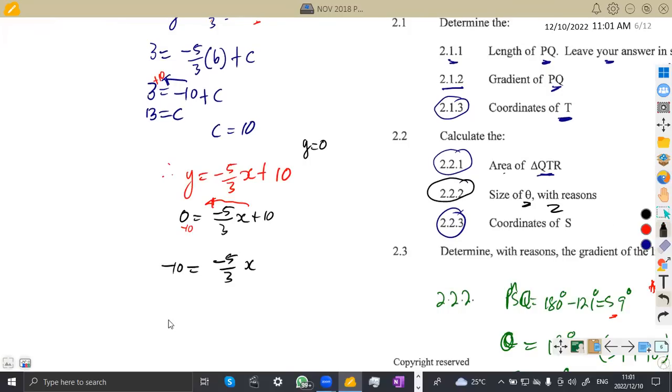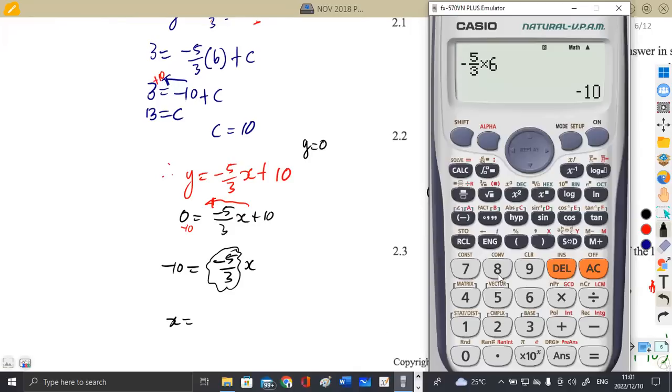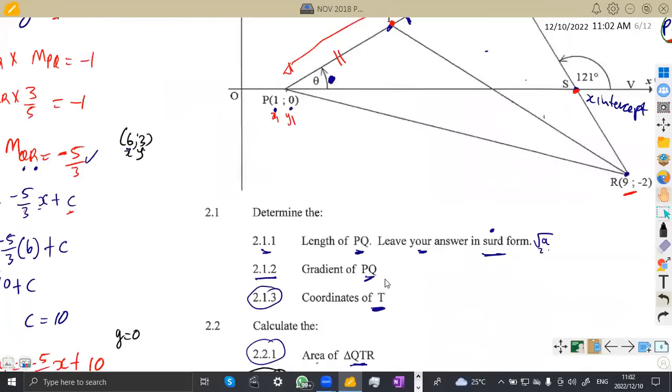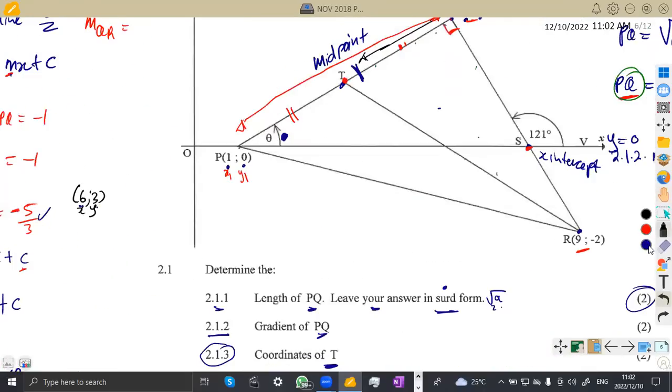-5/3x. So to find x, we are going to divide by -5/3 on the other side. That will be -10 divided by -5/3. Let's see what you're going to have, which is 6. So x is equivalent to 6. So at this point, S, which is on the graph here, is equivalent to 6.